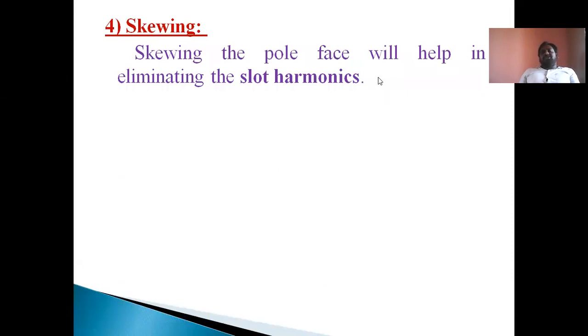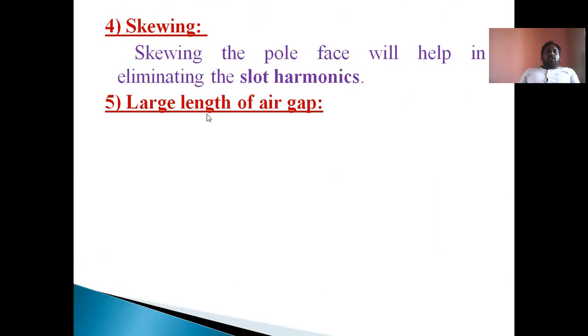Only generator voltage is having fundamental frequency and large length of air gap. This large length of air gap is provided for the coils. When the length of air gap is more, the harmonics are easily discharged. And also we can use the area of the field poles more at the sides of poles.